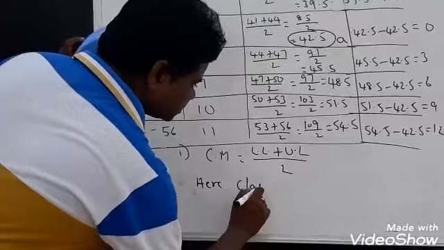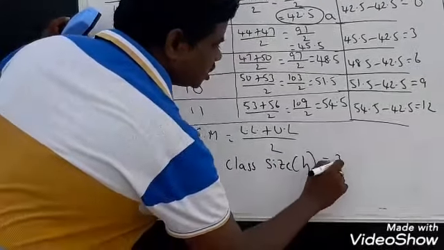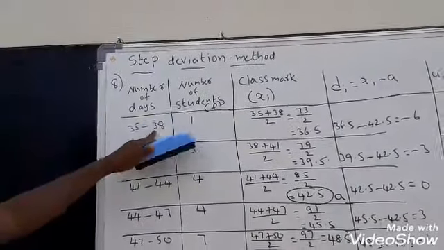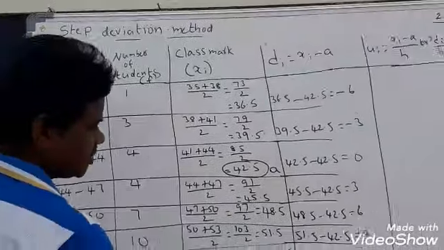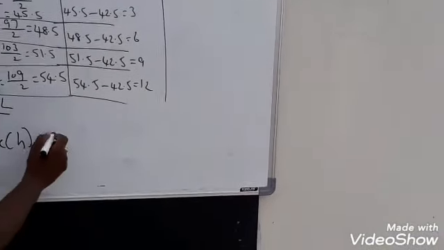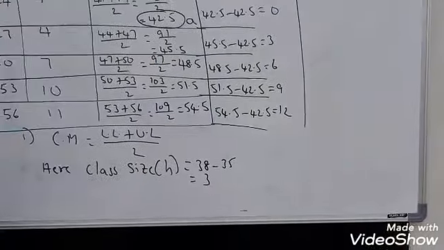Class size, bracket h equal to 3. How do you know the class size? It is the difference between the upper limit and the lower limit. That is 38 minus 35, equal to 3. This is the class size.